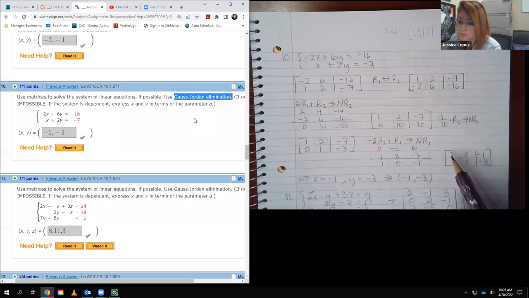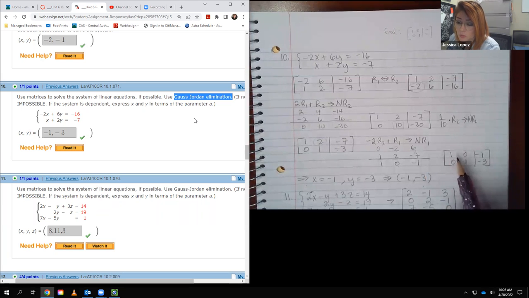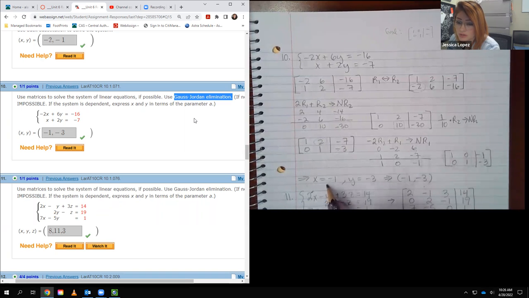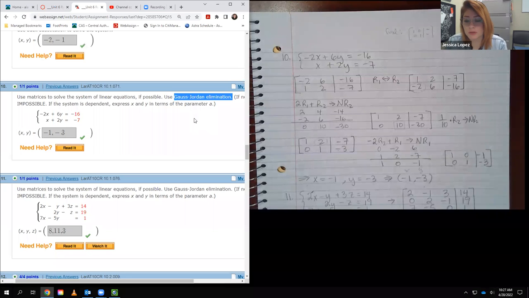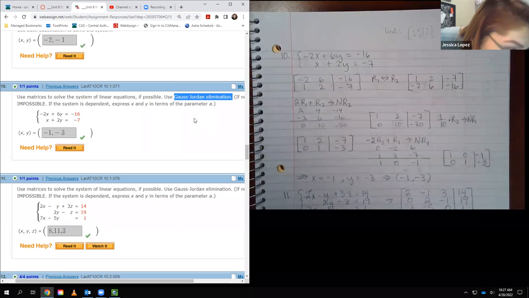So row 1 becomes 1, 0, negative 1, row 2 stays the same, 0, 1, negative 3. So I did turn this into the identity on the left-hand side. So this tells me that 1x, no y's equals negative 1, which is this equation here. And then no x's, but 1y equals negative 3, which is this equation here. And if I put my answer in a solution point, it's always the x value first and then the y value next. So the coordinates should be negative 1, comma, negative 3.